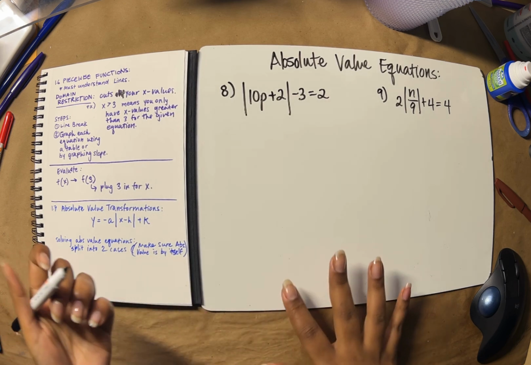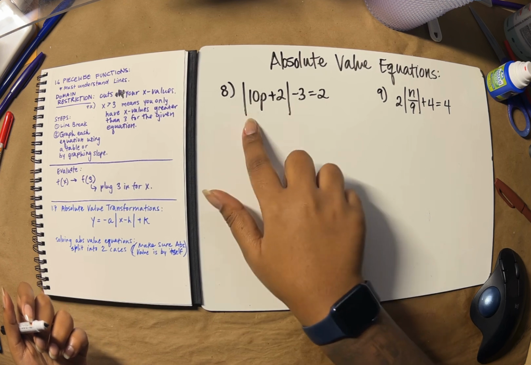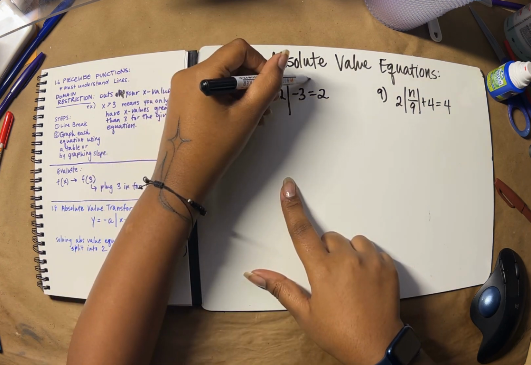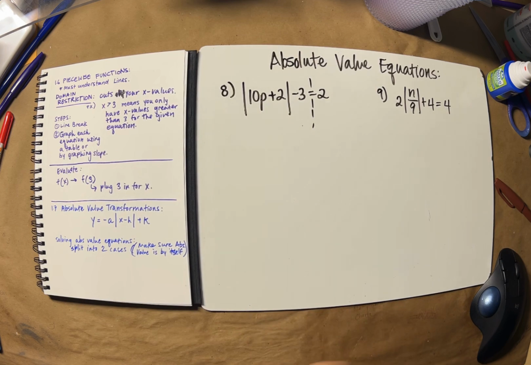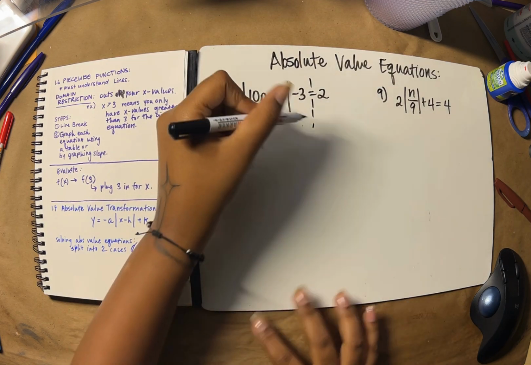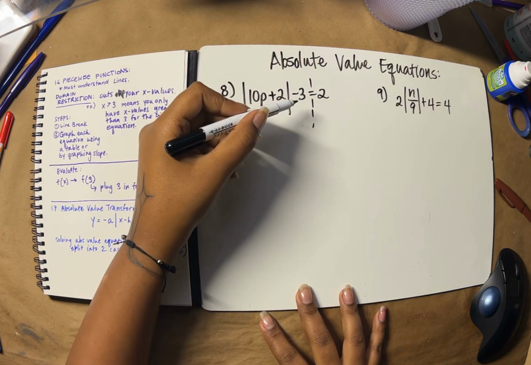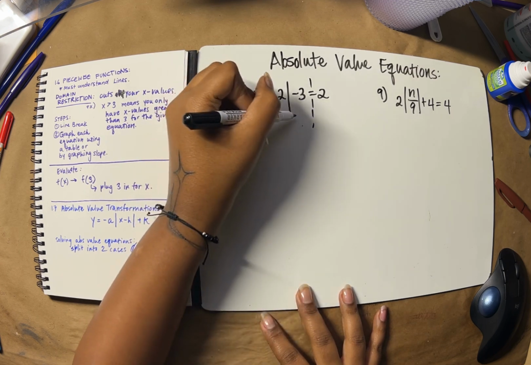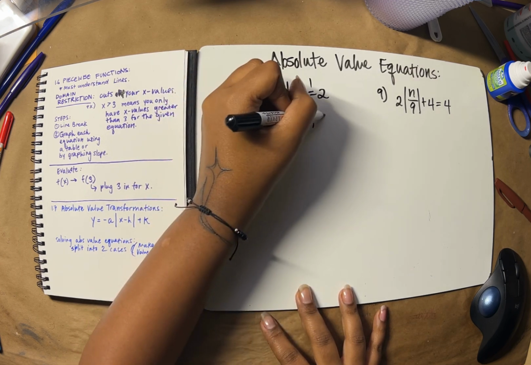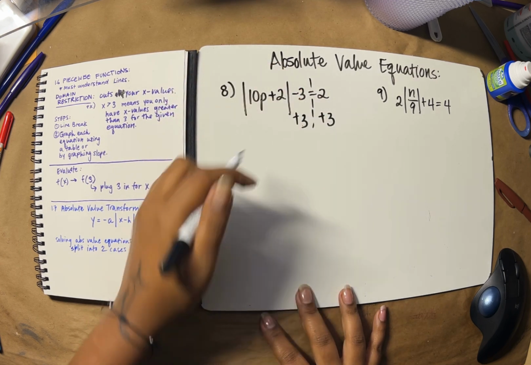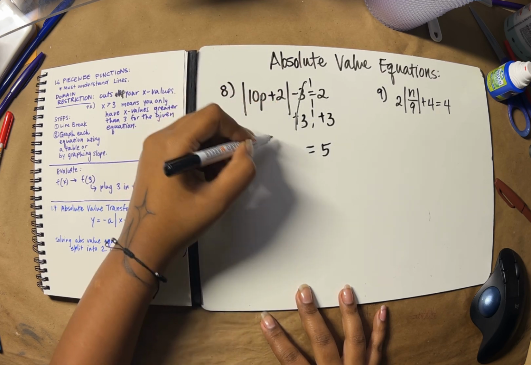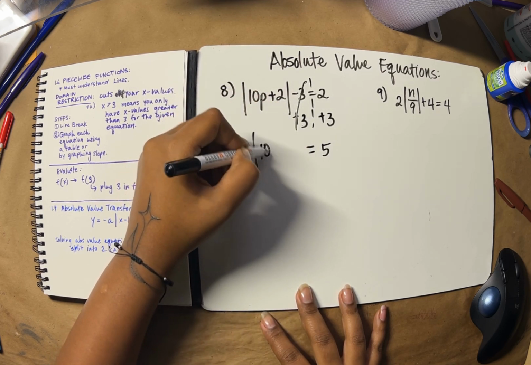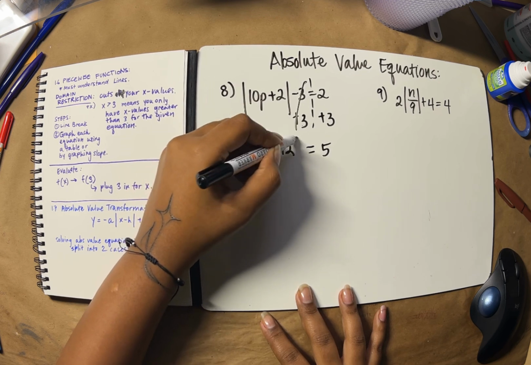For the absolute value to be by itself, we have to look around on the same side of the equal sign. So I'm looking on this side of the equal sign. Look at that -3. We've got to get rid of it before we can split into our two cases. To get rid of it, we add 3 on both sides because we do the opposite. So this is 0, this is 5, and this is the absolute value of 10p plus 2.